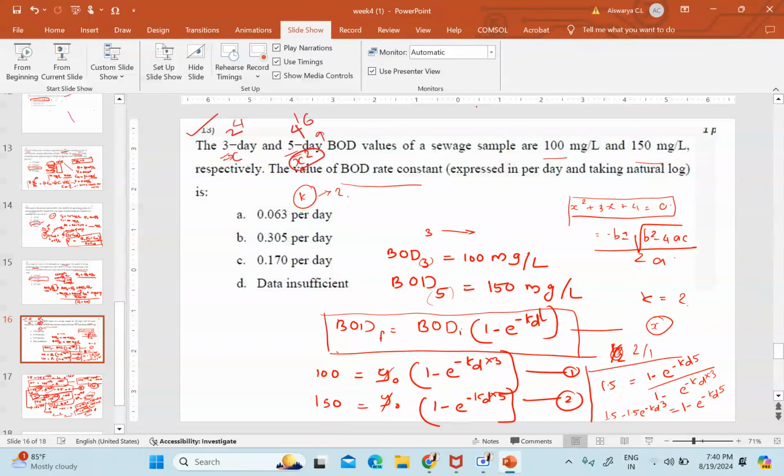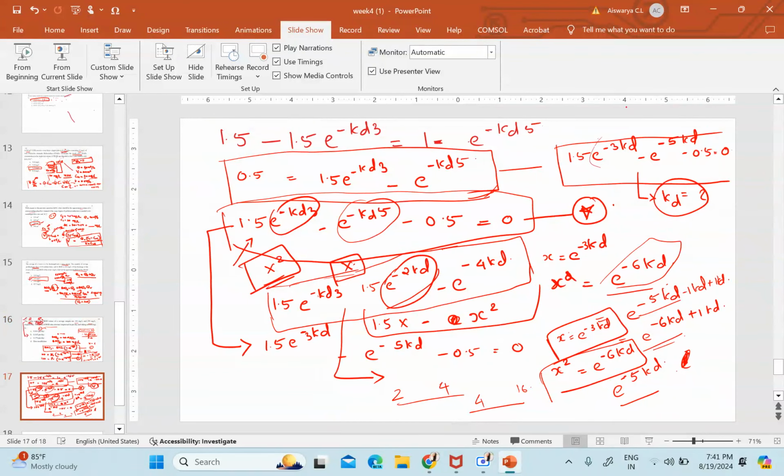Next I will see if there is any mistake here. This type I haven't solved before. What you said is right: the first day should be in x form, and the next number of days in squared form. If 2, here it's 4; 4, 16; 3 and 9. Then we can easily put it. If it's 9 here, we can put 1.5 x minus e raised to minus 9, that is x square, minus 0.5 equal to 0.